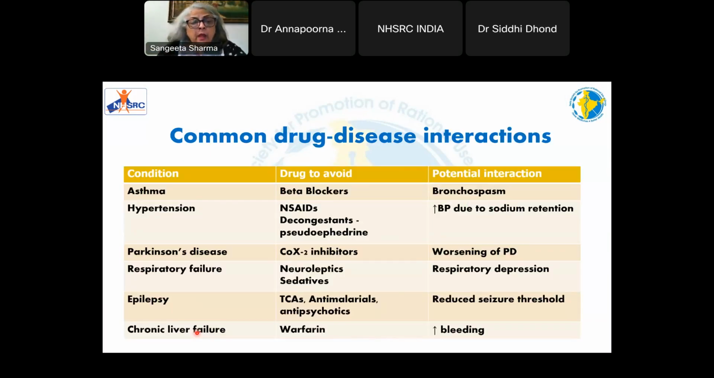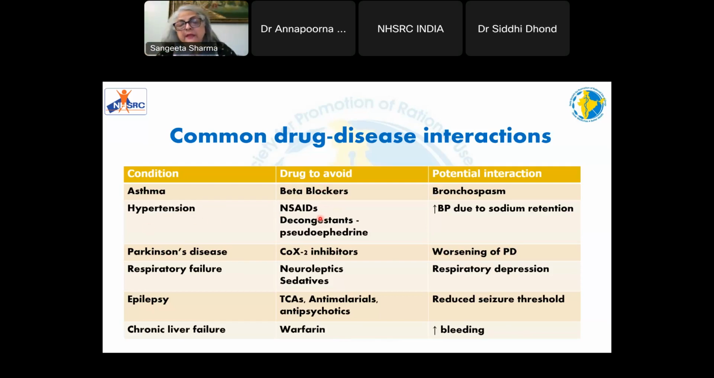So, in asthma, generally remember that beta blockers should not be given because they can cause bronchospasm. Similarly, beta blockers should not be given to a diabetic, especially the non-selective one, propranolol, because this will suppress the hypoglycemic presentation. Hypoglycemia presents with headache, tremors, palpitation, sweating, and beta blockers have all these blocking effects. So the hypoglycemia may not be recognized in these patients. So in diabetes, especially the non-selective ones should not be given.